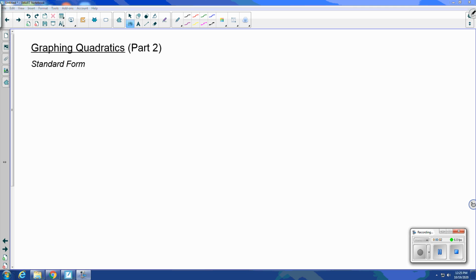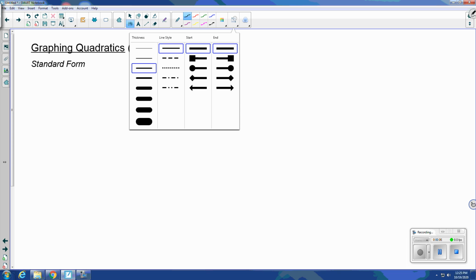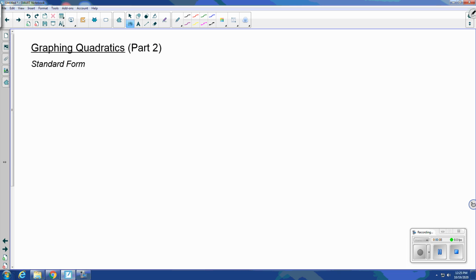Graphing Quadratics Part 2. This video will cover standard form. So I'm going to write down what standard form is, where A, B, and C remain some constant value. So what we discussed in Part 1 was what we called vertex form. So let's reintroduce that, and it looks something like this.